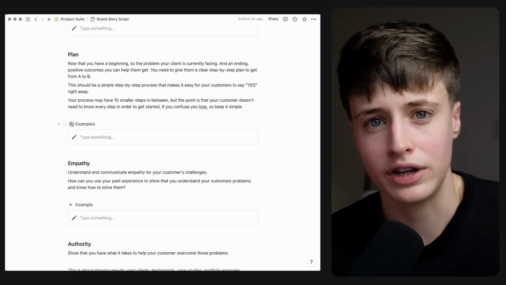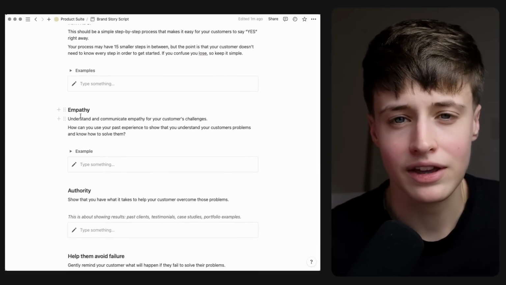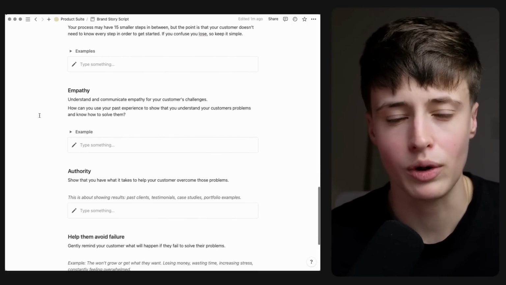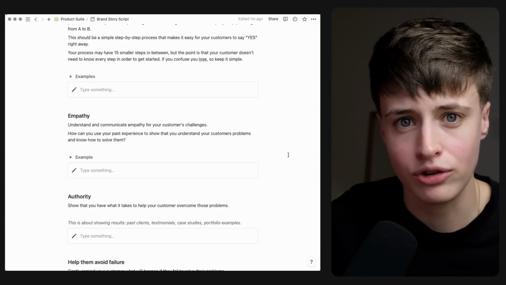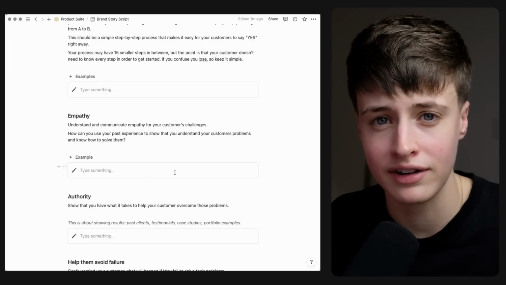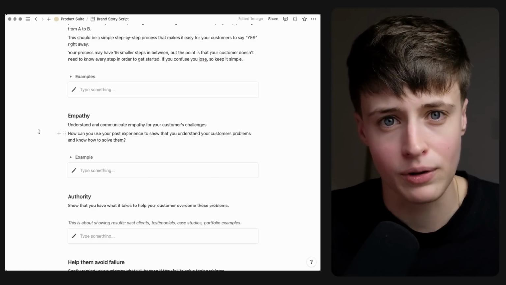And so once your client has a plan, the next thing they need to know is, why should I trust you to be the one to help me? So there's 2 ways that we can do this, and the first is empathy, and this is about showing your client that you understand their situation. So the question that you want to ask yourself is, how can you use your past experience to show that you understand your customers' problems and know how to solve them?